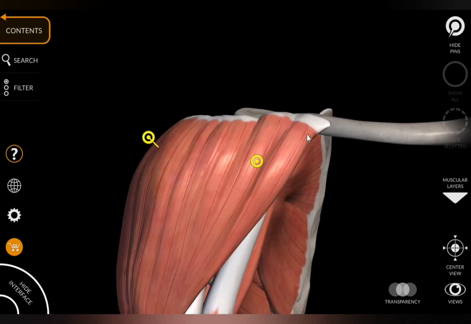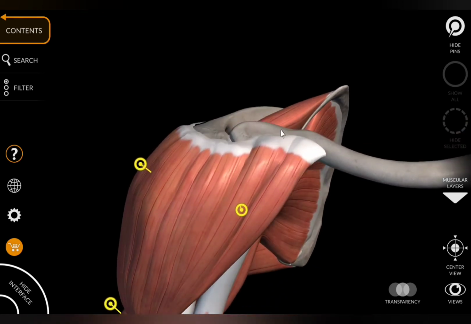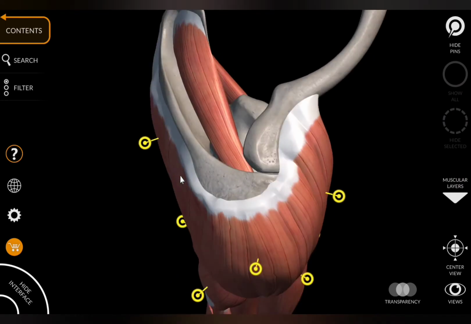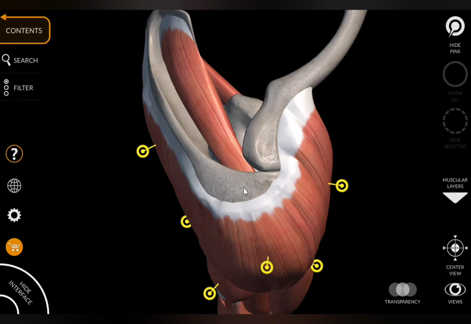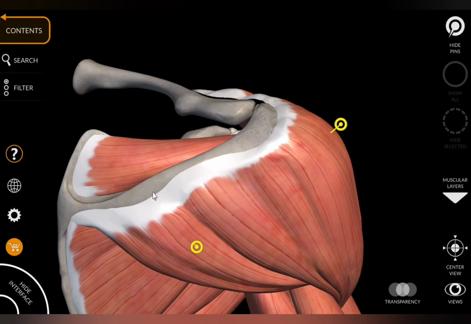So you can see the clavicular part of the deltoid. It takes origin from the lateral one-third of the clavicle, and the acromial part of the deltoid muscle, I'm showing the superior view. It takes origin from the acromion process of the scapula, and the spinal part takes origin from the spine of the scapula.